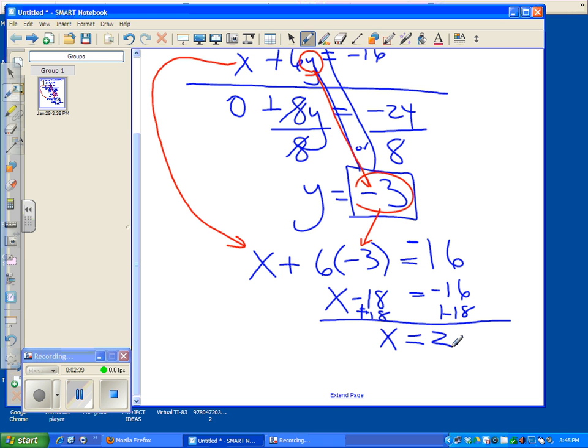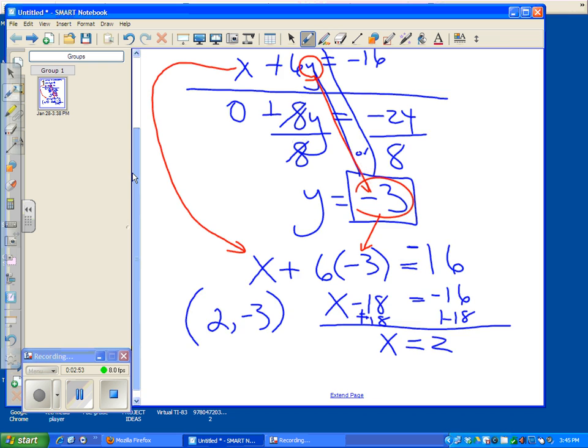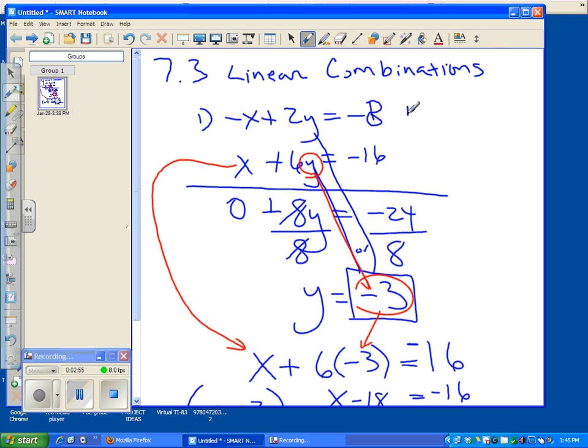So in this case, the place of intersection, or the solution of this combination, is 2, comma, negative 3. This is the place where these two lines, line A and line B, intersect, where they cross. And that's what we mean by linear combination, when we're trying to figure out where two linear systems meet.